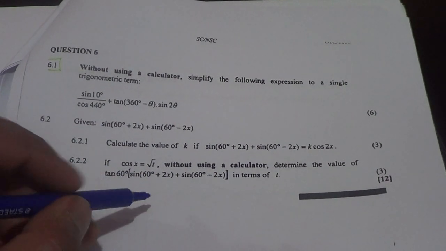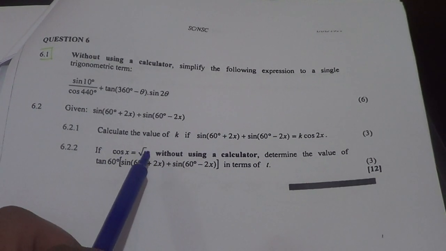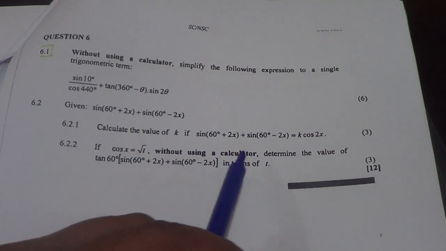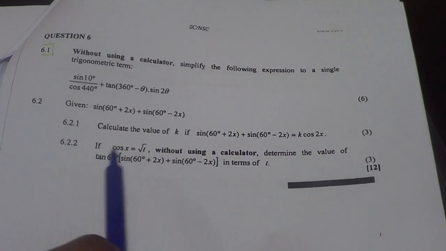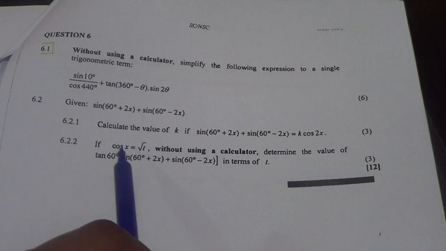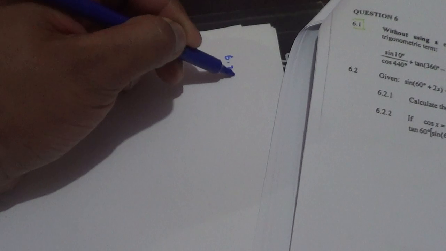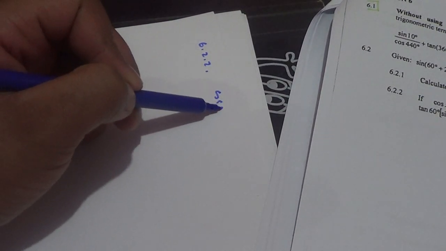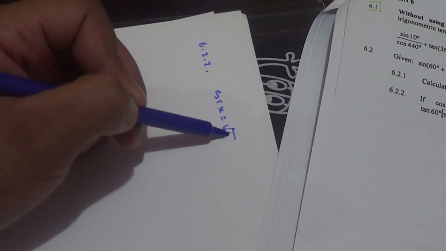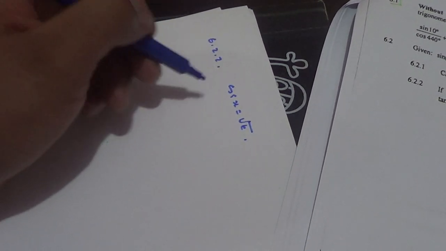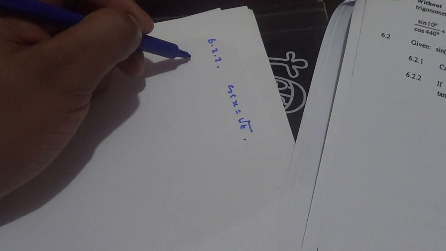Okay, 6.2.2. It says if cos x equals square root of t, without using a calculator, determine the value of this expression here in terms of t. Okay, so again, another situation here. So 6.2.2. So we are told cos x equals the square root of t, and we have to express everything in terms of t.